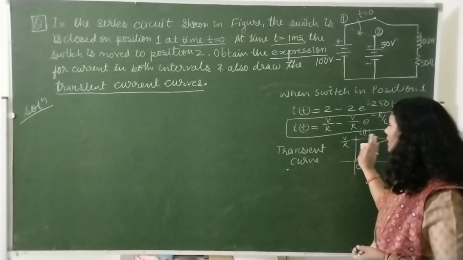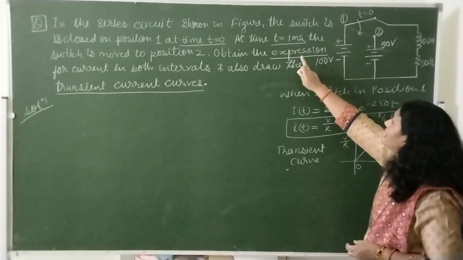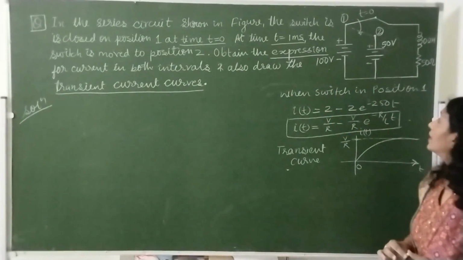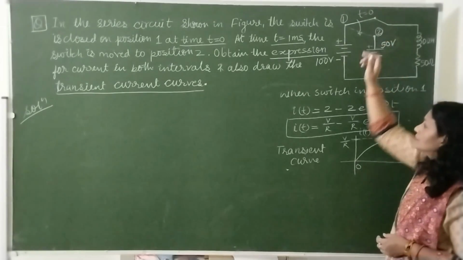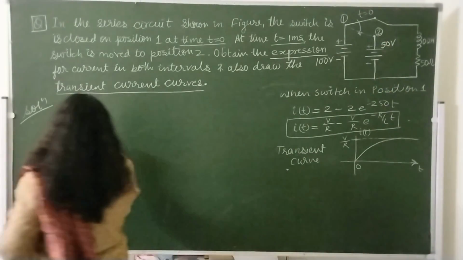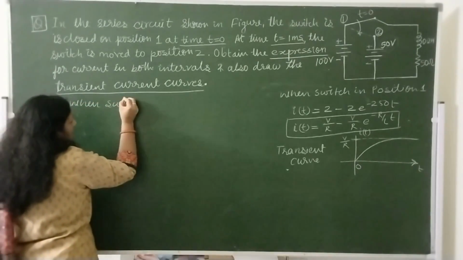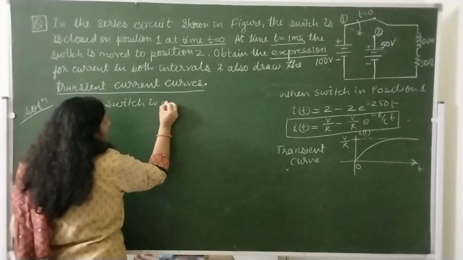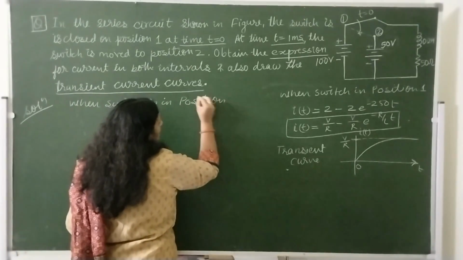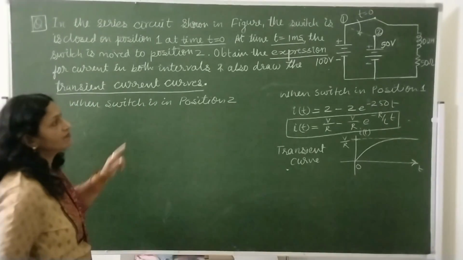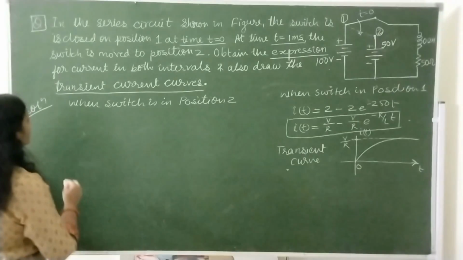So this is transient current IT. Now we will find the expression and curve for the circuit when switch is in position 2. When switch is in position 2, then 50 volt is connected in series with RL as given in the circuit.